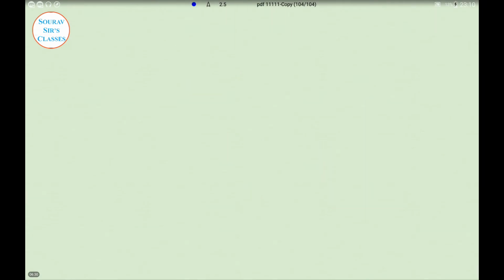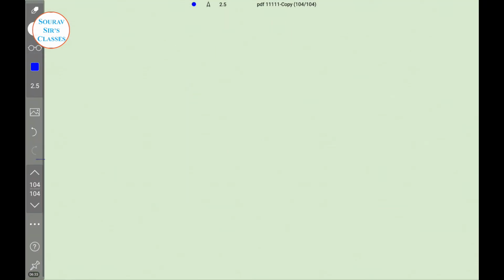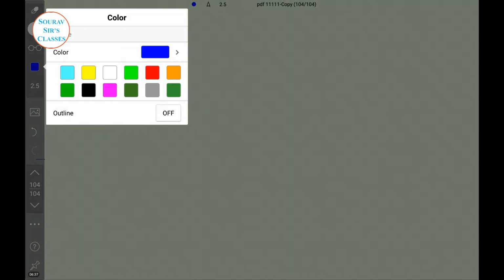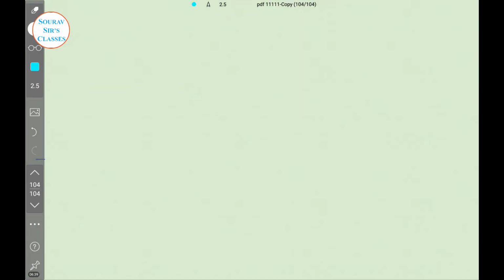Let me solve another question with a different color, please. I get bored with the same color. This one will be nice, and we can change the page color as well. Okay, now we're back in black.